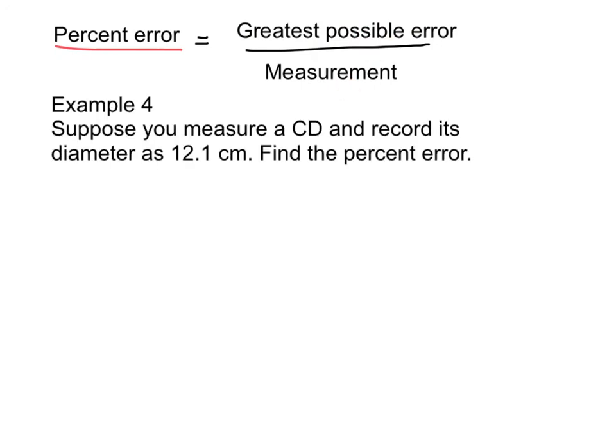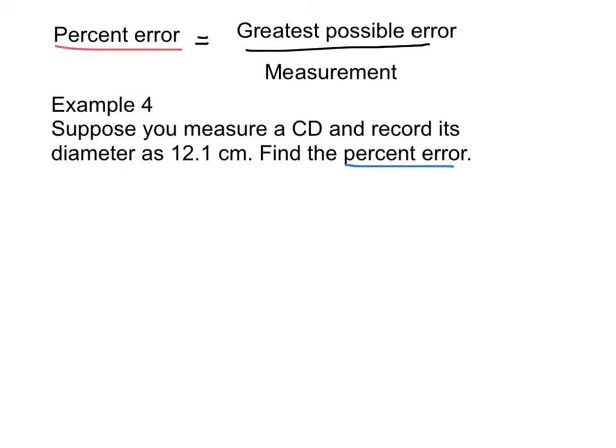Example number 4. We're going to use that percent error in this problem. Suppose you measure a CD. You measure its diameter and you get 12 1/10 centimeters, 12.1 centimeters. I want you to find the percent error. This is actually used so much in real life. When actual measurements are given, they're always going to say there's a percent error in a problem.